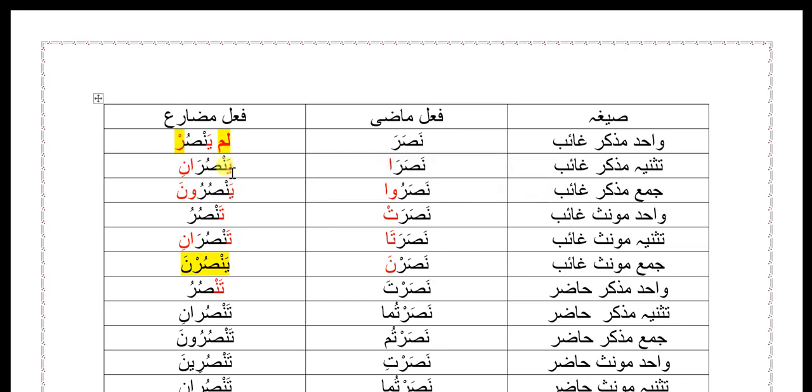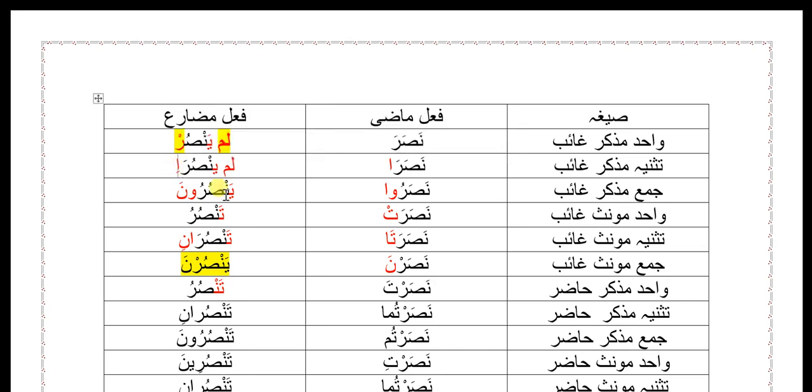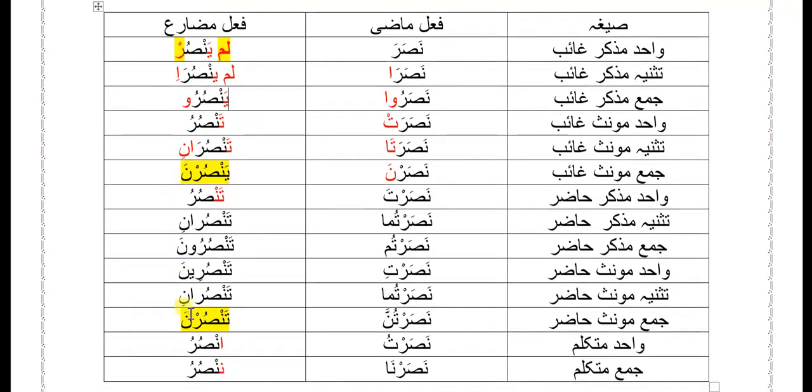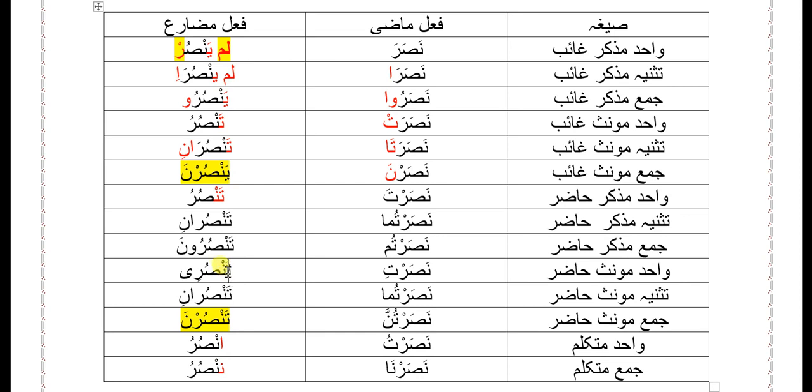Now whenever the lam is added with a sigha of tasniya, the noon is removed. Now it becomes lam yansura. Similarly, if you add a lam here, it will become lam yansuru. When you add a lam here, it becomes lam tansuri. That's the effect of lam.